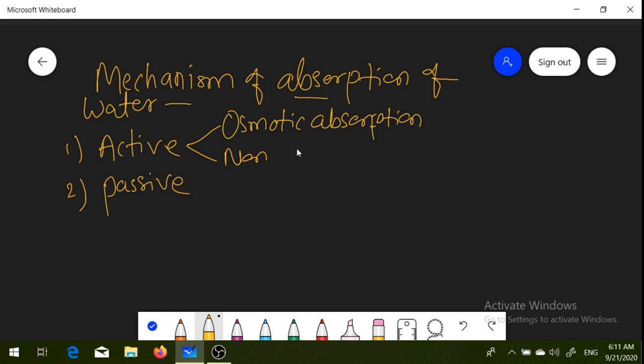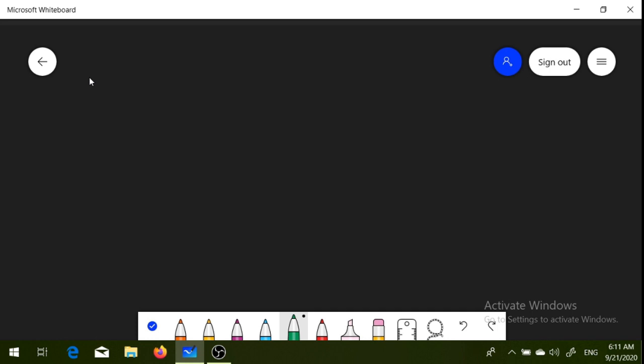So first of all, osmotic absorption theory. Okay, so the osmotic absorption theory shows that osmotic pressure plays the most important role.